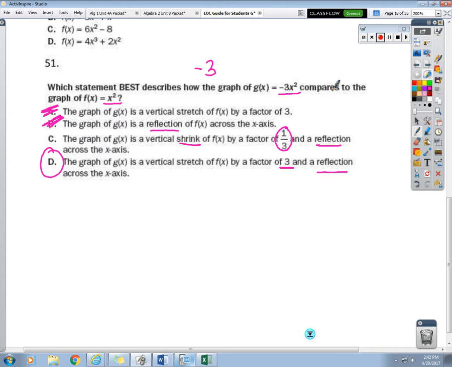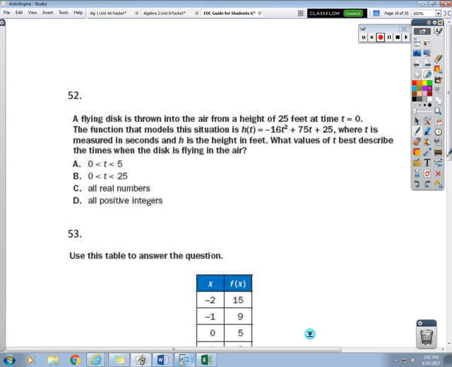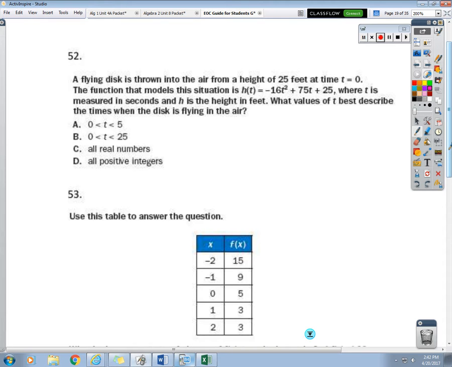So yeah, just graph both of them if you're having trouble doing it without a picture. Okay, 52. A flying disc is thrown into the air from a height of 25 feet at time t equals 0. The function that models this situation is h of t equals negative 16t squared plus 75t plus 25, where t is measured in seconds and h is height in feet. What values of t best describe the times when the disc is flying in the air?